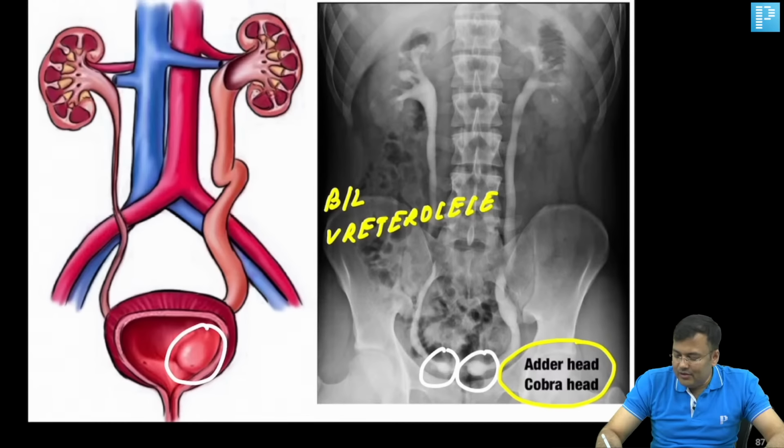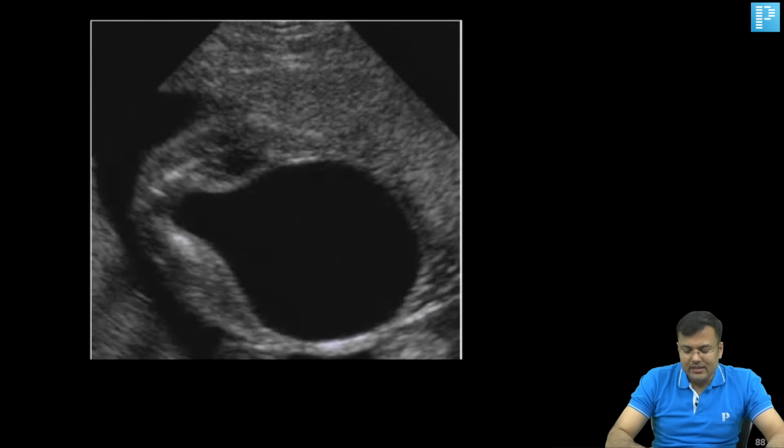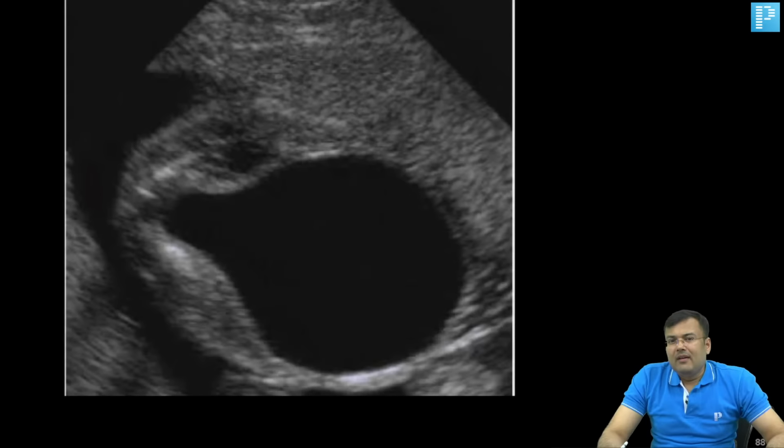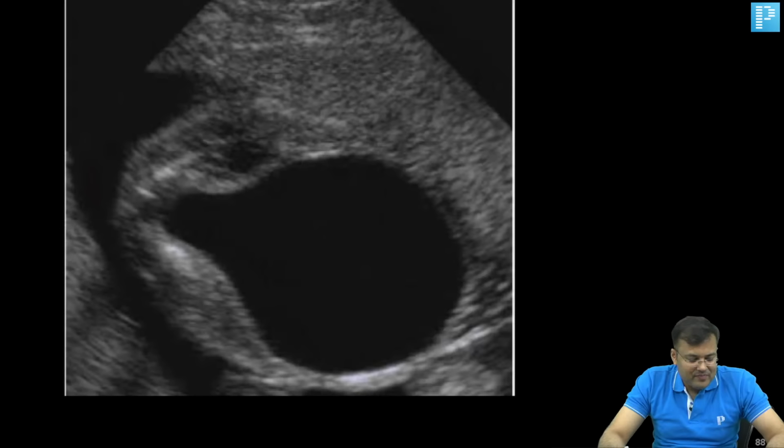Clear? Next, you can see this. This is antenatal ultrasound. During pregnancy, ultrasound was done, and this kind of appearance is there. Yes, very good. Ravi, Prakash, Deepak, it is keyhole.